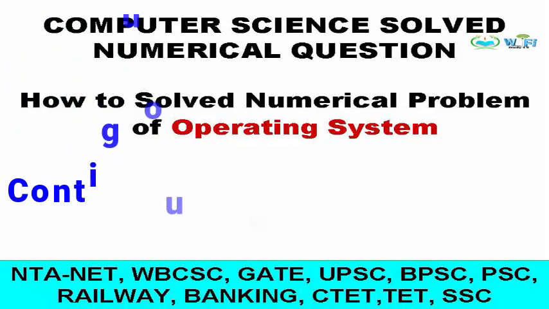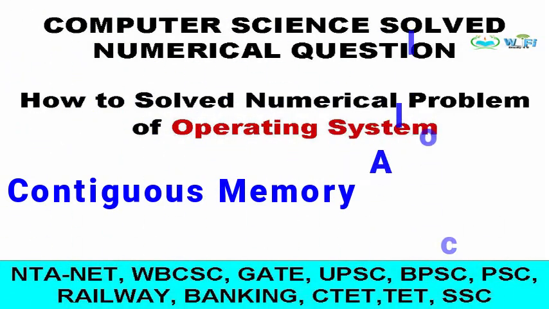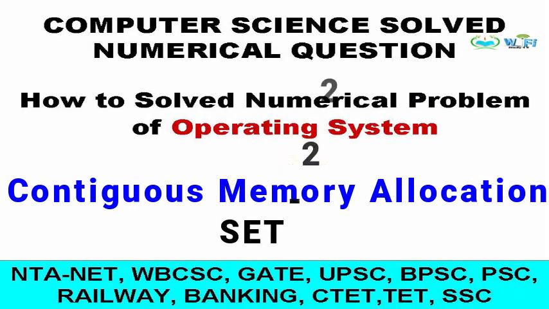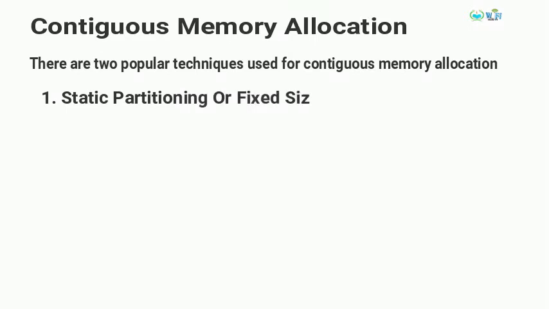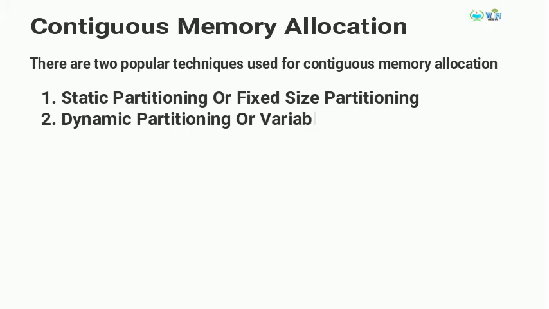Hello friends, today I will solve a problem related to contiguous memory allocation. There are two types of contiguous memory allocation. One is called static partition or fixed size partition. The second is called dynamic partition or variable size partition.